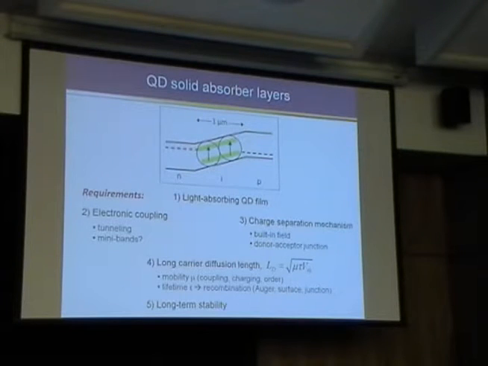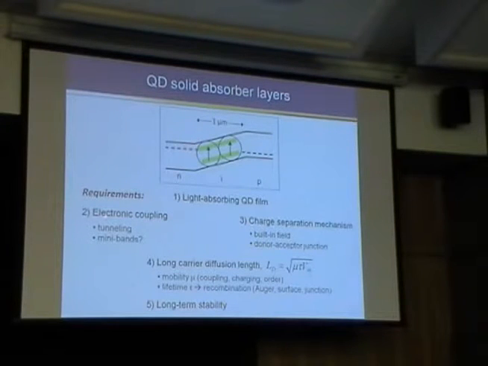The first is, of course, that it needs to absorb light, right? And it needs to absorb all the sunlight if we can. So what that means is that we have to have a film that's thick enough to be able to do that. And with lead selenide, lead sulfide quantum dots, we're talking on the order of 1 micron film thickness. That's enough with a double pass to absorb almost all the light above the absorption threshold.